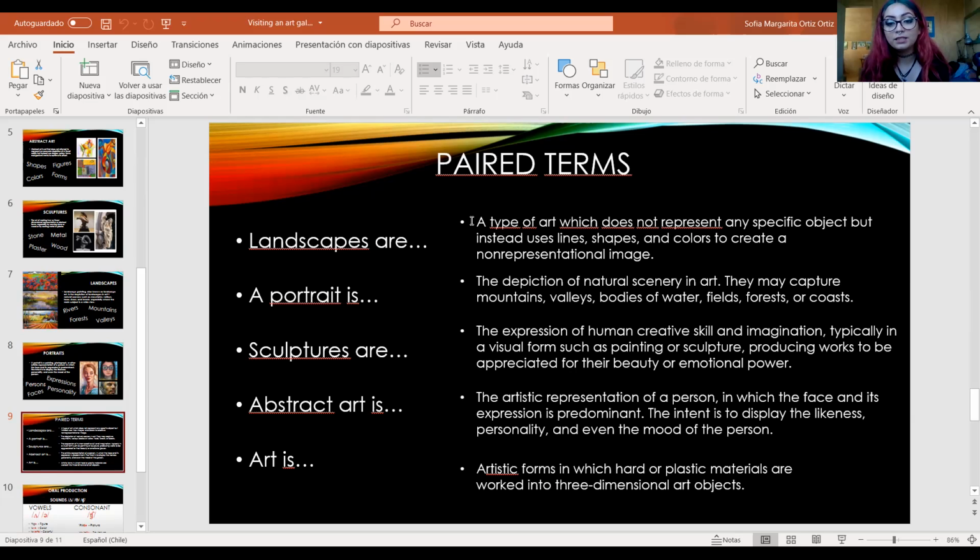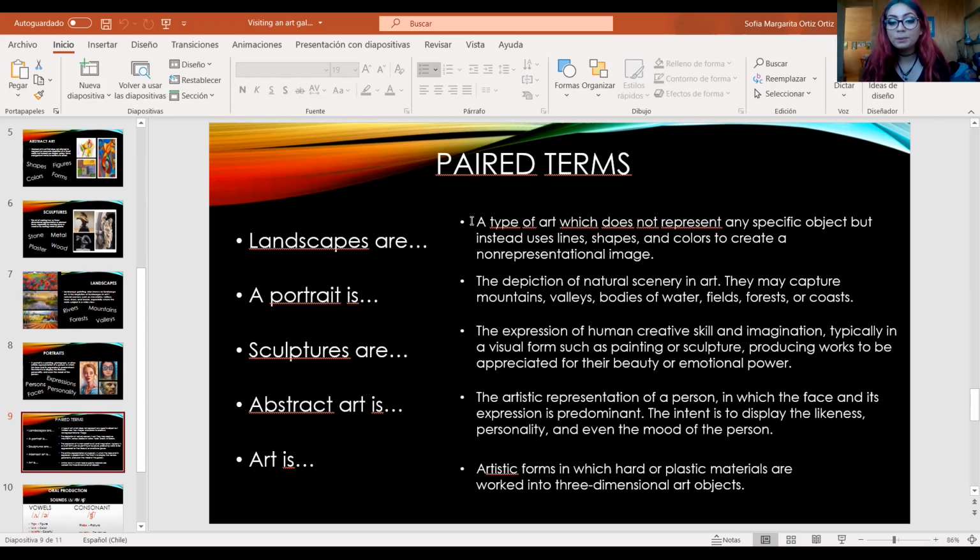Number 2. The depiction of natural scenery in art. They may capture mountains, valleys, bodies of water, fields, forests, or coasts. Natural art, right? So it is landscapes, right?